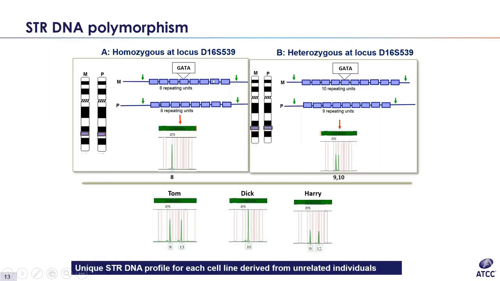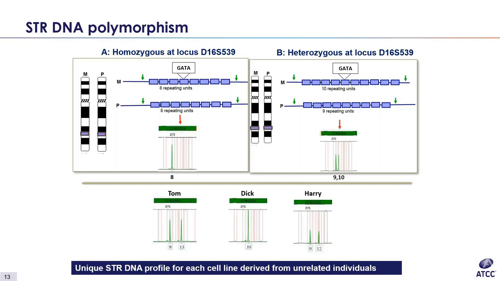So I've explained the characteristics of STR. I've shown you how the assay is run. Now I'm going to show you how STR is analyzed. I'm going to start by showing you just one locus, D16S539, or D16, and this is from a human sample. So D16 is characterized by the repeat motif GATA, as we see here.